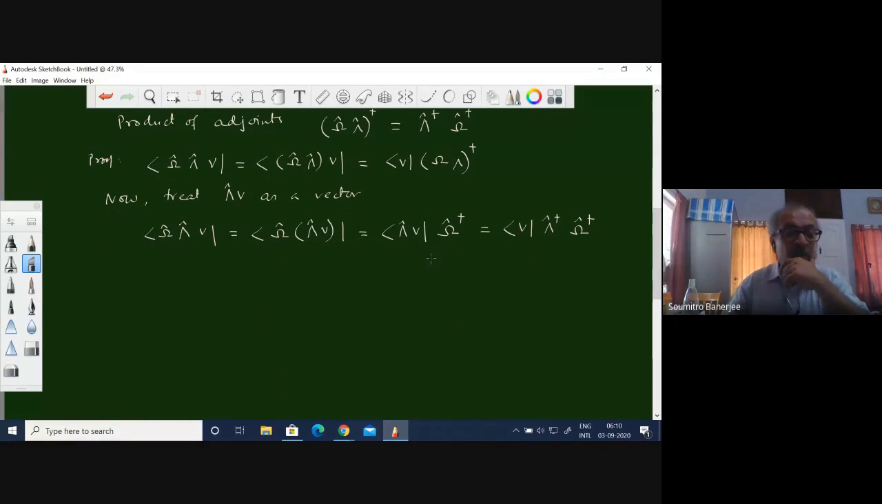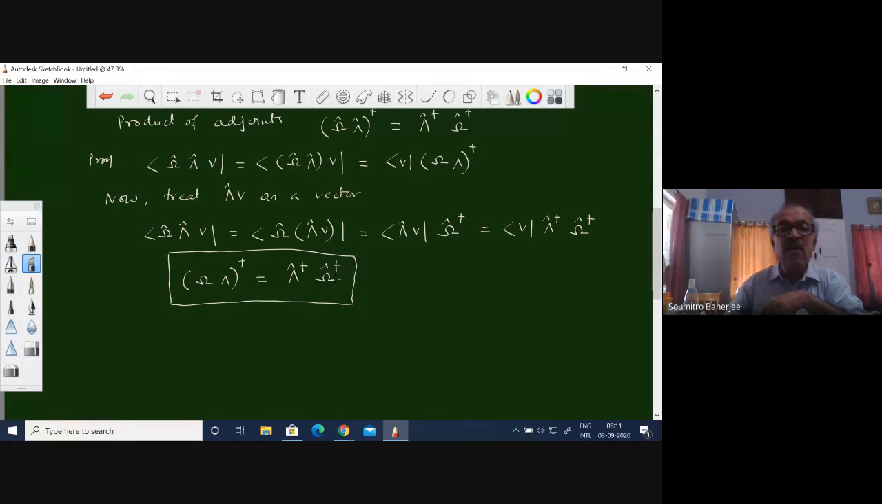So what we have obtained is that for the operators lambda, omega, the adjoint of the product is nothing but the product of the adjoints, but in the opposite order. First we have to do this one and then this one. Okay, this is the result that we have obtained as the product of adjoints. Just reversing the order has to be remembered, because these might not commute with each other.